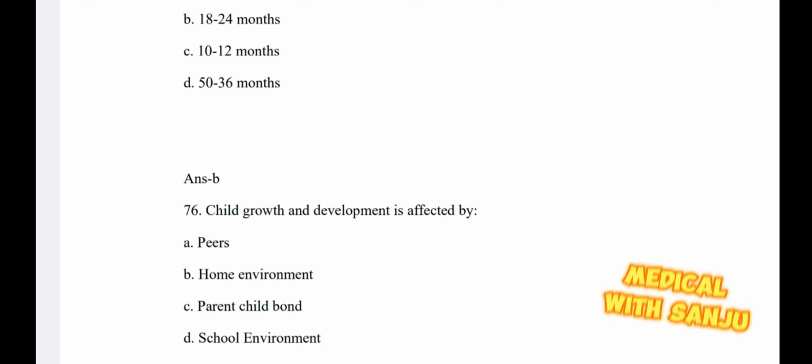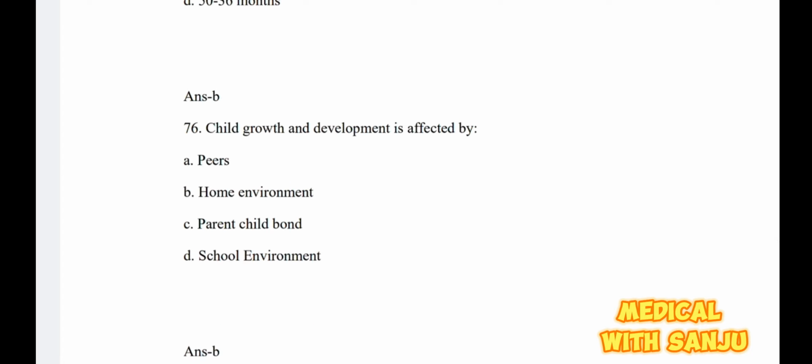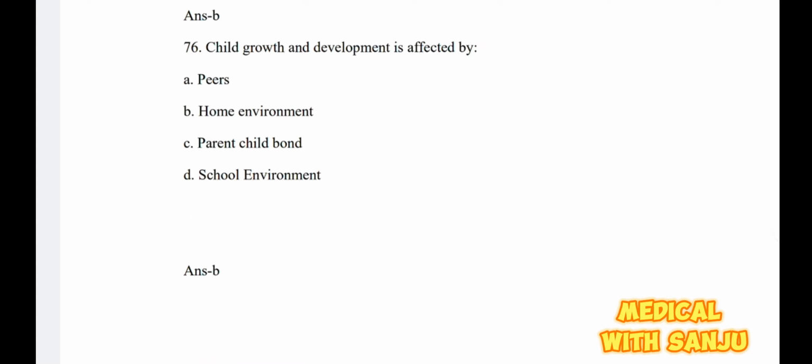Question number 76. Child growth and development is affected by option A peers, option B home environment, option C parent-child bond, option D school environment. Child growth and development is affected by home environment. Option B is right answer. This is the most important element.